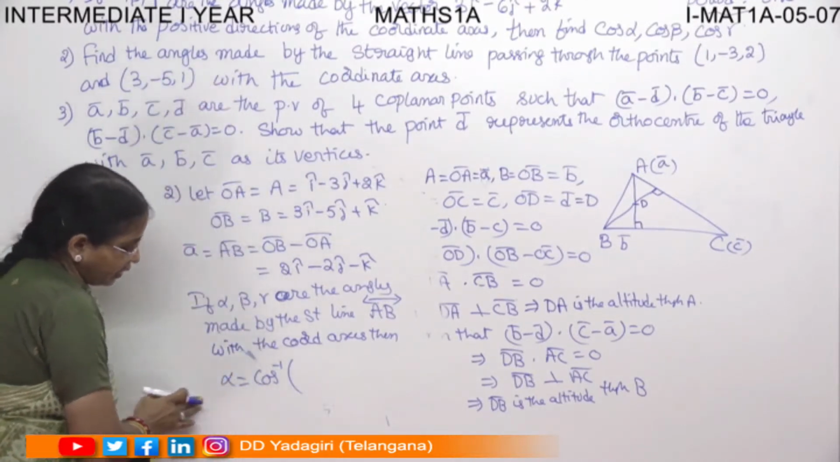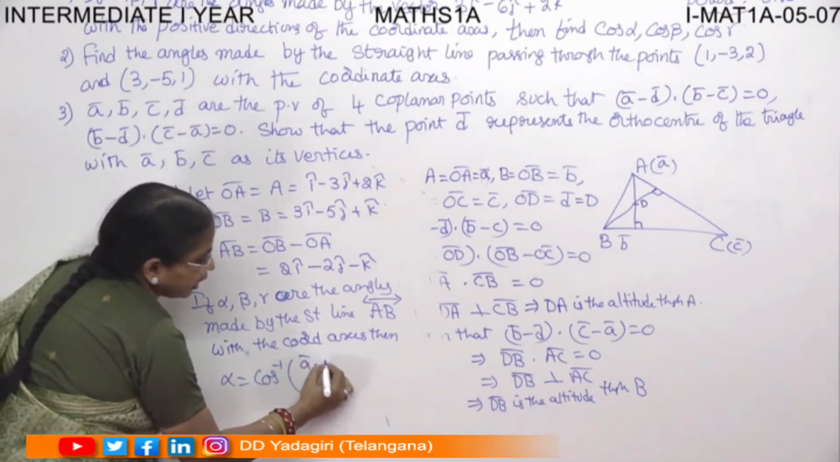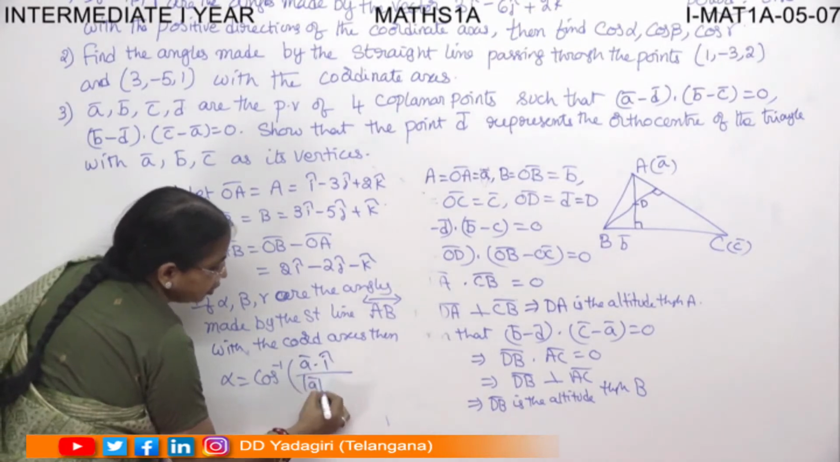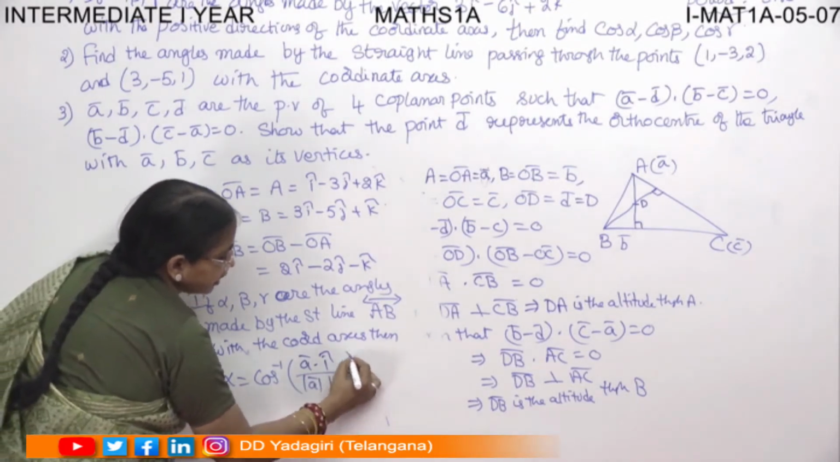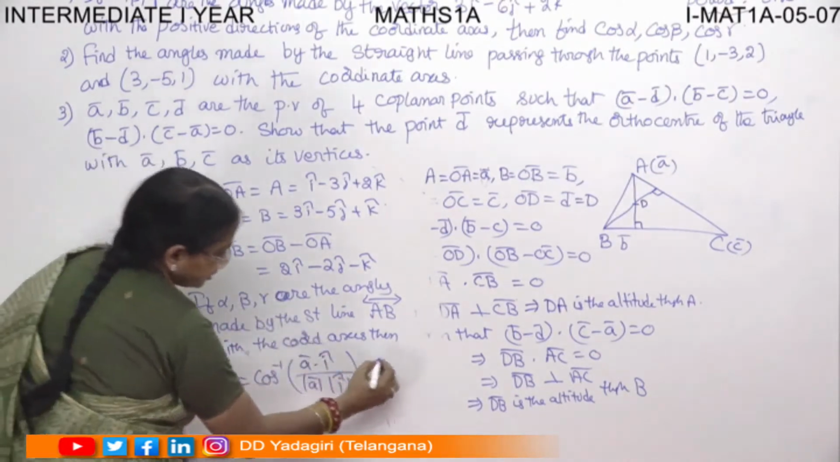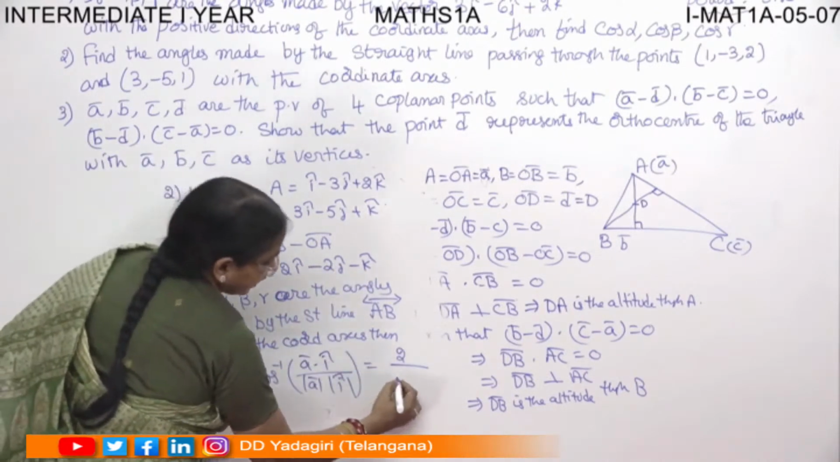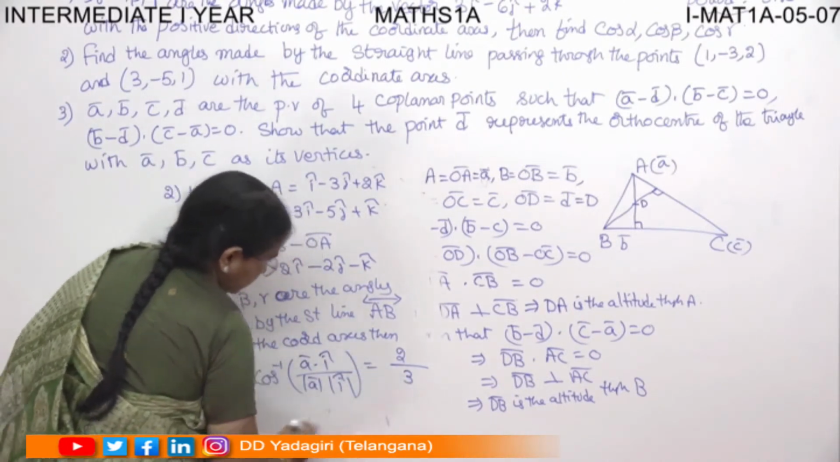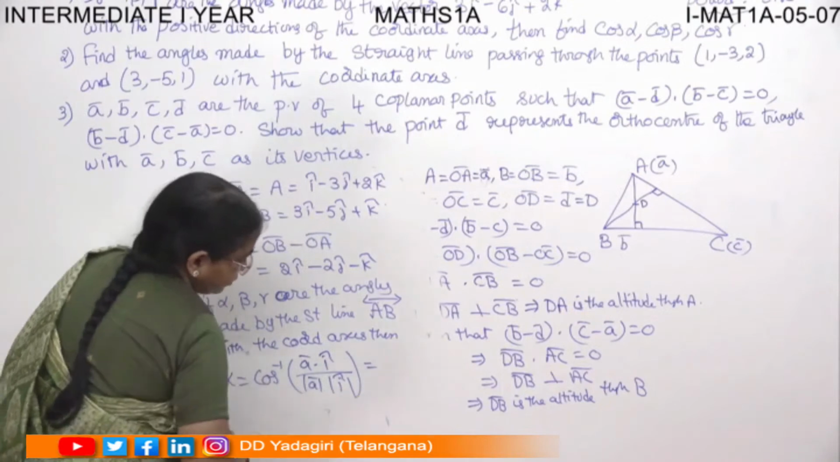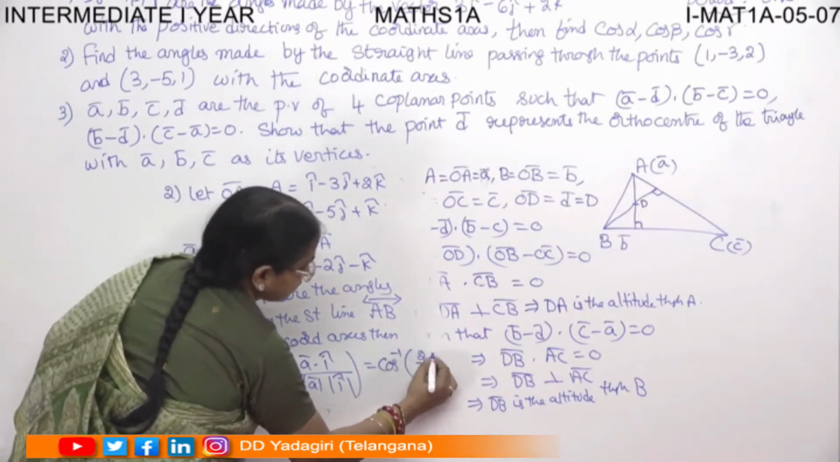So in terms of angles, the formula becomes cos inverse of A dot I by mod A into mod I. So that will be equal to A dot I, which means just 2, by root of 4 plus 4 plus 1, that is 9, so that is 3. 2 by 3. Cos inverse of 2 by 3.